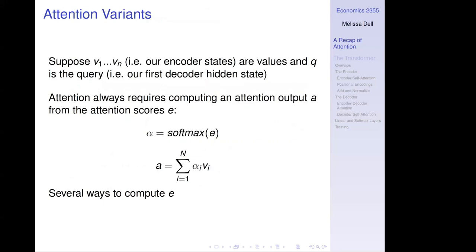So we concluded by saying a little bit about attention variants. Suppose that we have a set of values, which in the example we just saw were our encoder states, and a query Q, which in the example we just saw is our first decoder hidden state. Attention always requires computing an attention output A from the attention scores, which is just the weighted sum of the values, weighted by the output from the softmax. But there are different ways to compute those attention scores, which here are denoted by E.